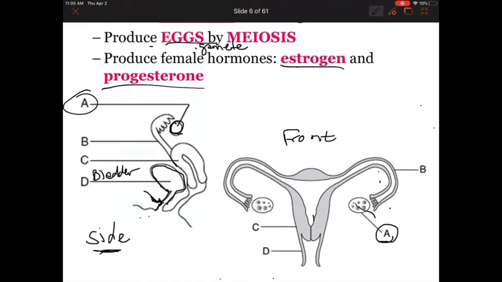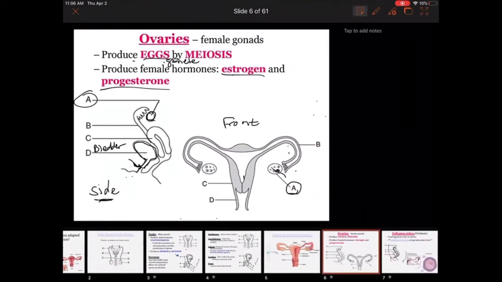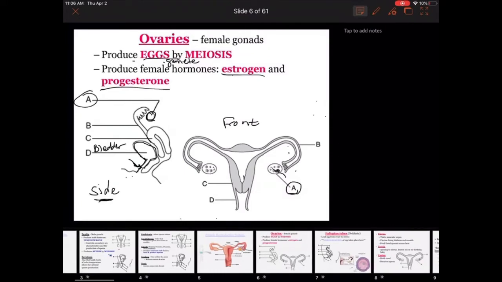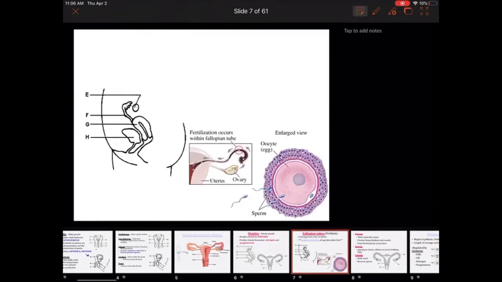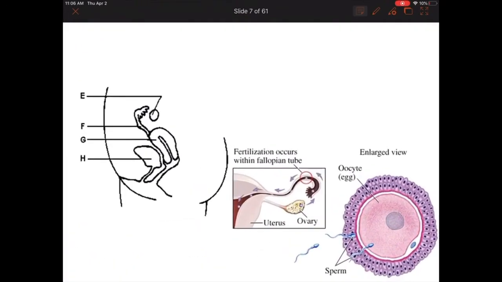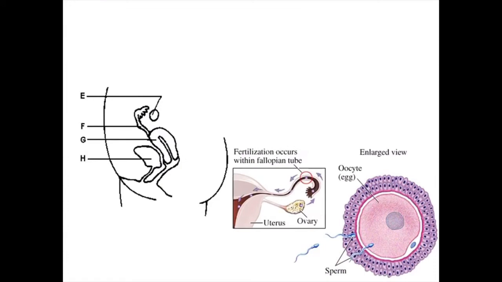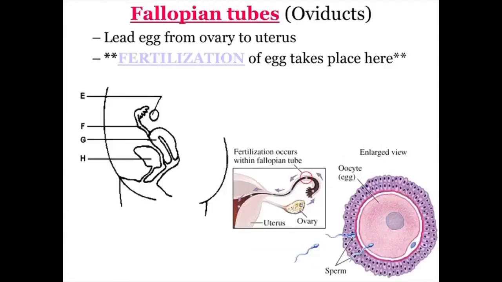Progesterone is another hormone that the ovary will produce, but it only gets produced in high amounts if there is a pregnancy. And we'll talk more about that as we move into the next subtopic.